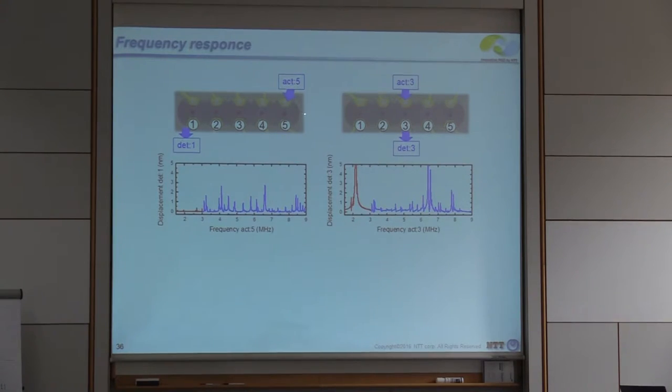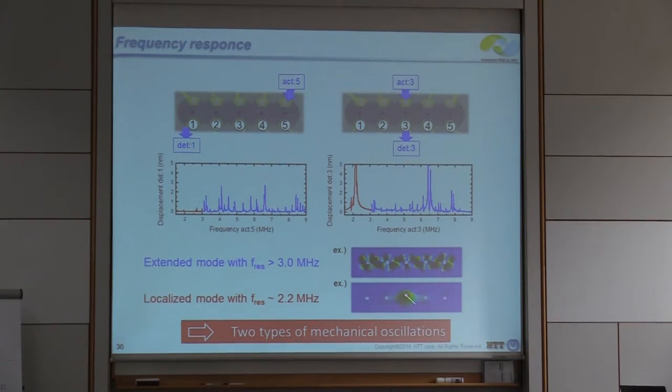This is the case when you actuate resonator number five and detect motion in resonator number one. And this is the case when you actuate the middle resonator and detect on the same resonator. If you compare these two plots, you can clearly see that only in this case is there a very nice resonance at 2.2 or 2.3 megahertz, which corresponds to some kind of confined state. This is an example of the finite element calculations: when the frequency is higher than 3 megahertz, the mode is extended over these five resonators. But when you apply a frequency of 2.2, only the middle resonator vibrates. So it means you have two types of vibration mode. One is extended, which goes from one end to the other. The other is confined in the center resonator, which we call the localized mode.